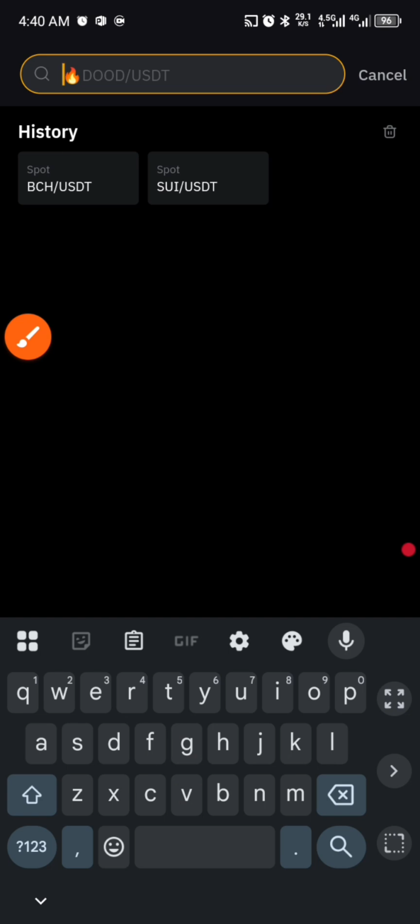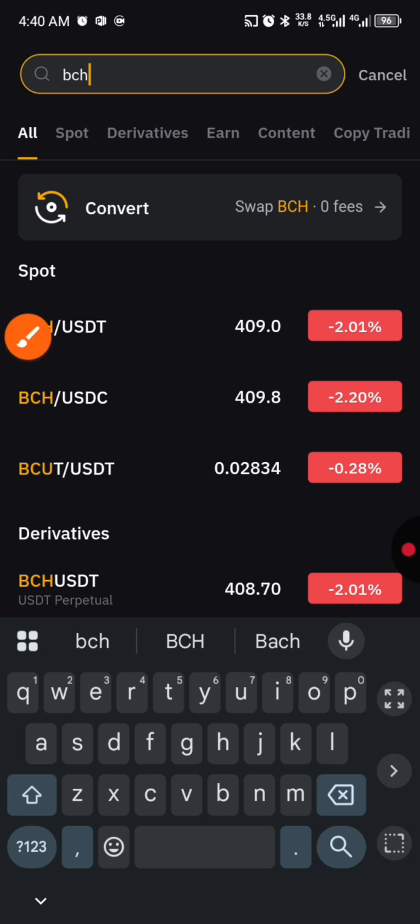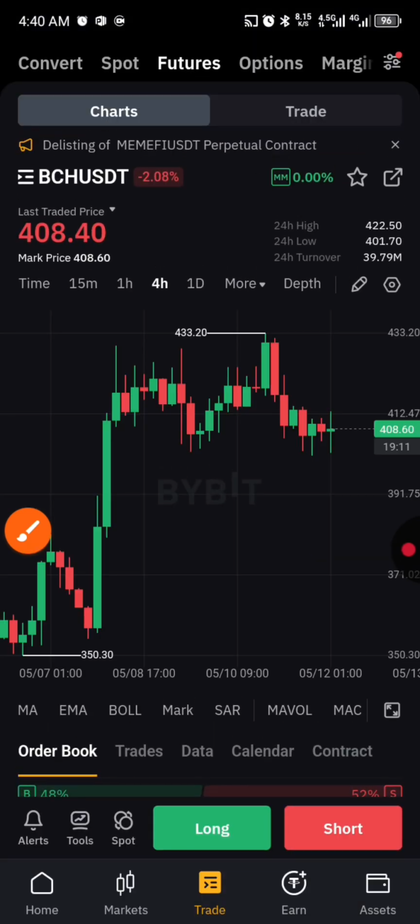Once you click on it, you type in the coin you want. Let's say you want to trade SUI or any other coin. Let's say BCH, Bitcoin Cash. You type in BCH, BCH will come out. You see BCH USDT, BCH USD, you see a lot of them. Then you now see BCH USDT. Under it you see BCH perpetual. That's the one you click on. That is the futures you click on.